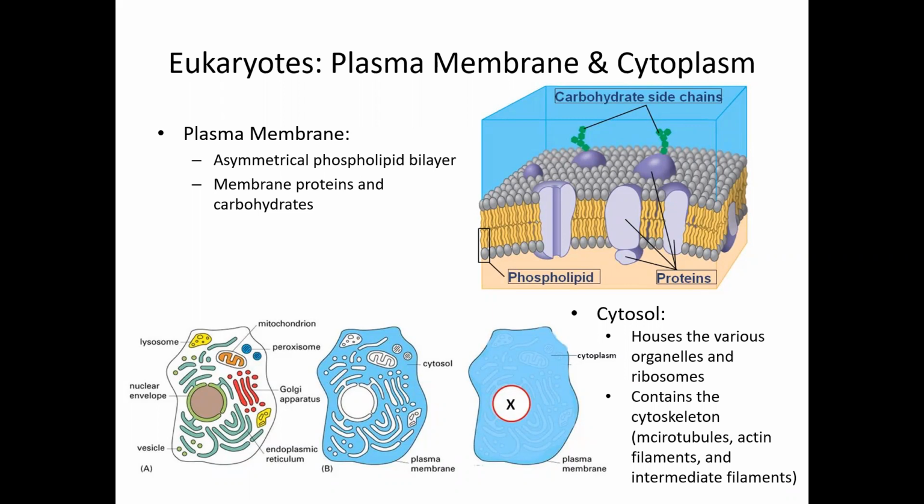When it comes to a eukaryote, look at that picture on the bottom, okay? The cytoplasm is all of the space between the plasma membrane and the nucleus, okay? The nucleus is not part of the cytoplasm, okay? So it's all the space between the plasma membrane and the nucleus, okay?